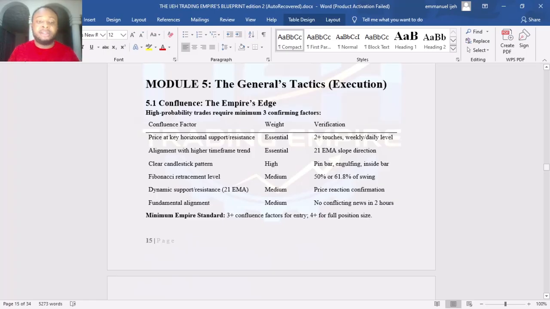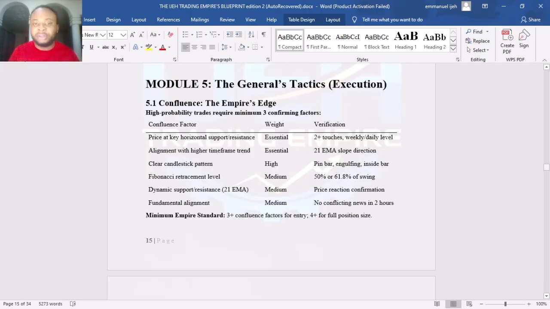So we are starting with price at keys, horizontal support and resistance. Support, resistance, structure of market: higher low, higher high, lower low, lower high. Those are structures, those are support and resistance. As time goes, we know what they call historic SNR, which is support and resistance.